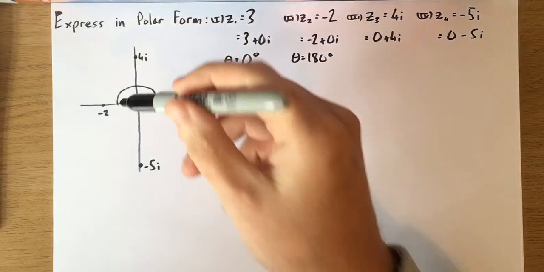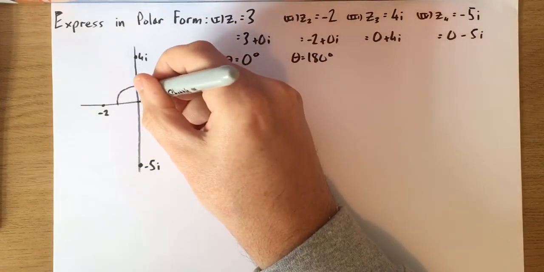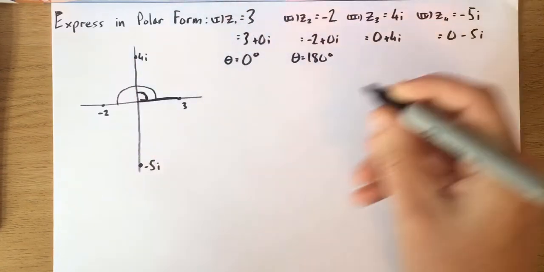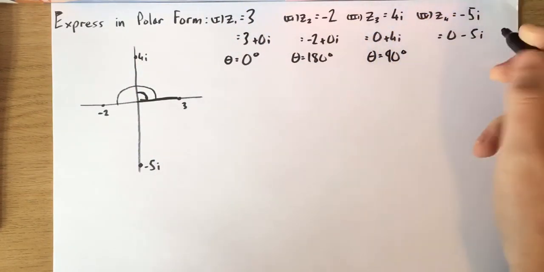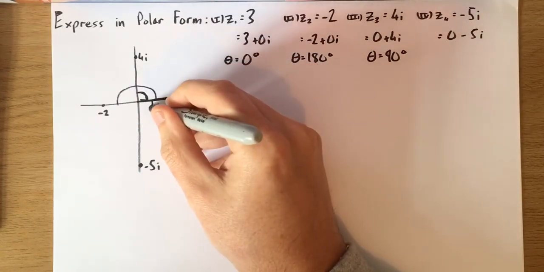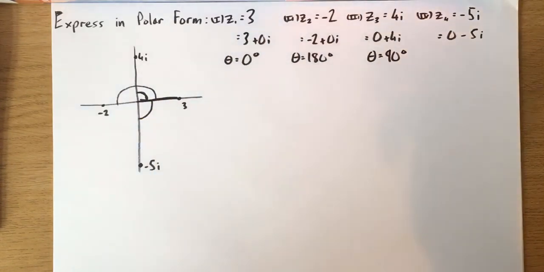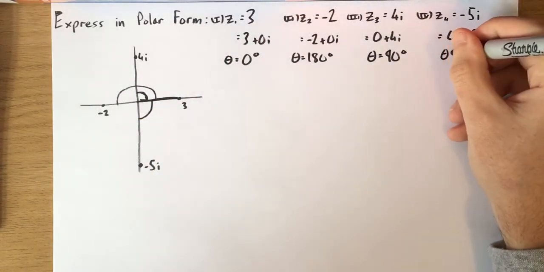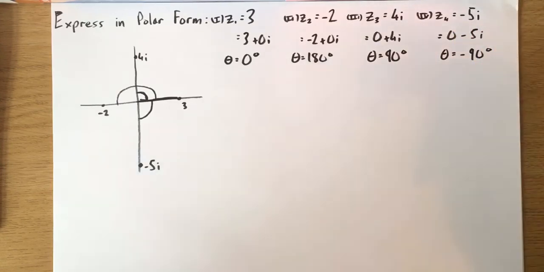For 0 plus 4i, so the positive imaginary number, this one's straightforward enough, the argument would just be 90 degrees. And for the -5i, this is one where we definitely measure it going this way, and it's going to be negative, so that angle there would be -90 degrees. So there's our 4 angles, or our 4 arguments. Let's figure out the modulus for each of them.